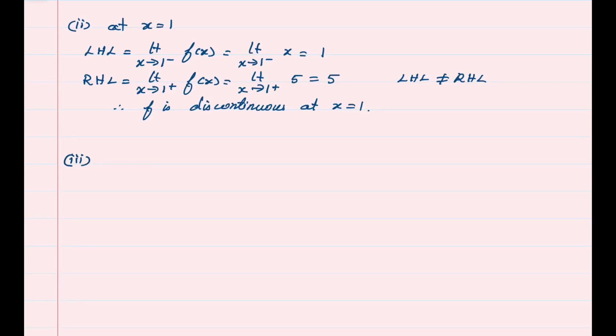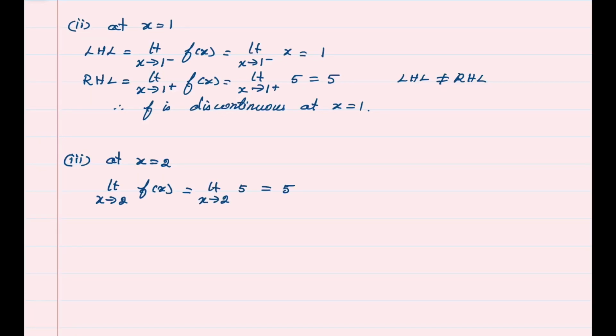Now, we will check at x equal to 2. For x equal to 2, we will be using x greater than 1 definition. We have only one definition, so we need not do LHL and RHL for 2. Limit extending to 2 of f of x. 2 is greater than 1. For x greater than 1, the definition is 5.